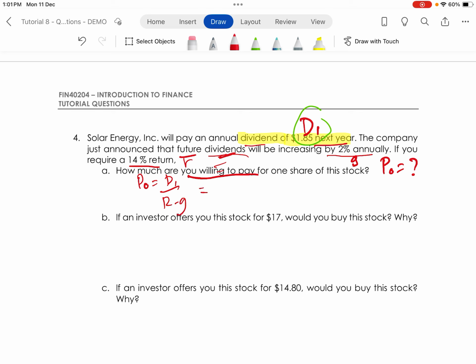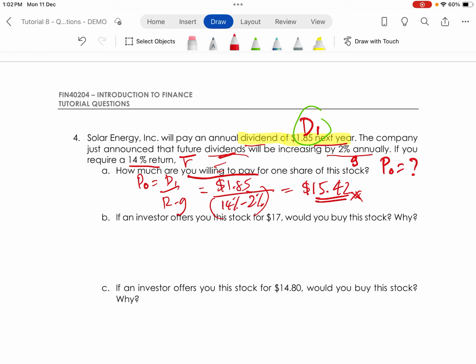The dividend is 1.85, the next year dividend. The return is 14% minus 2%, so 1.85 divided by 12%. You get 15.42. This is the current share price.